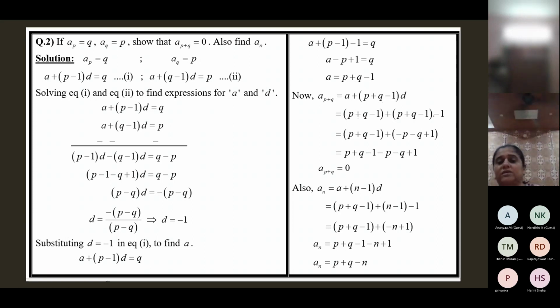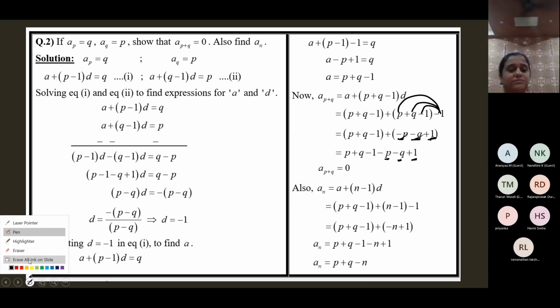Then this is into D, children. This is into D. So it will be minus P minus Q plus 1. Sorry, I think I went to the next step. Minus P minus Q plus 1. Then they come out of the bracket also. Minus p minus q plus 1. They come out of the bracket as it is.